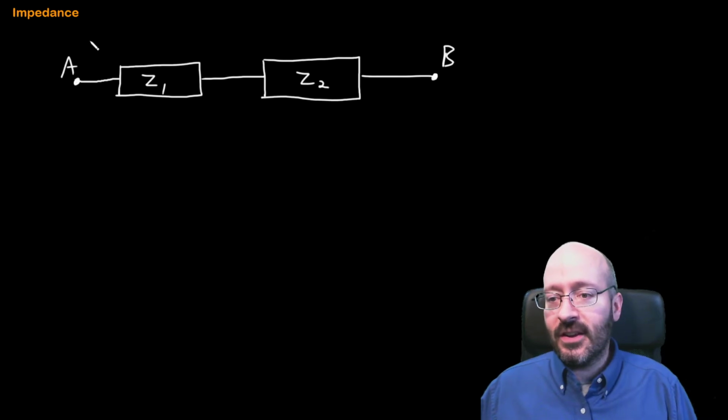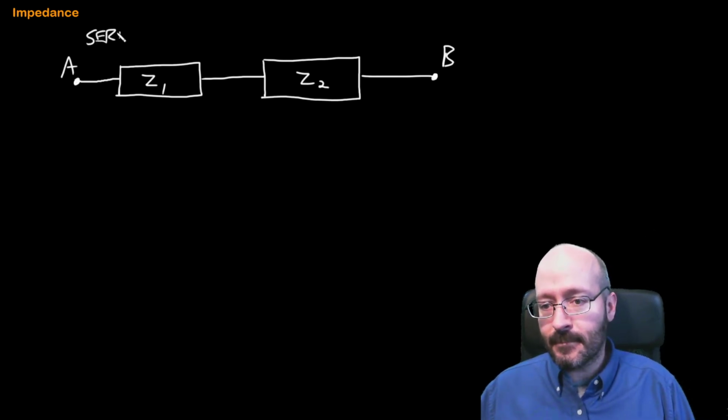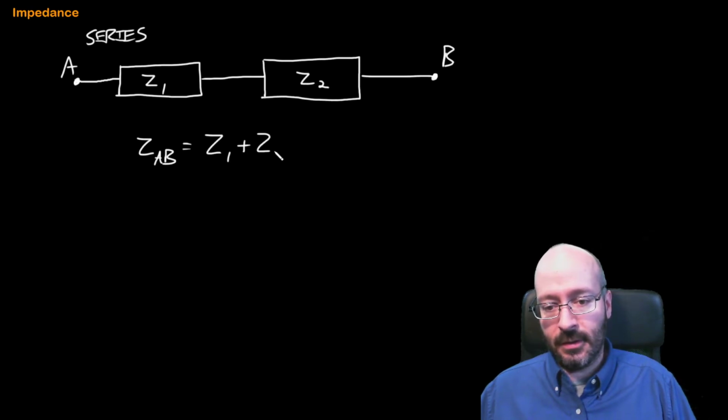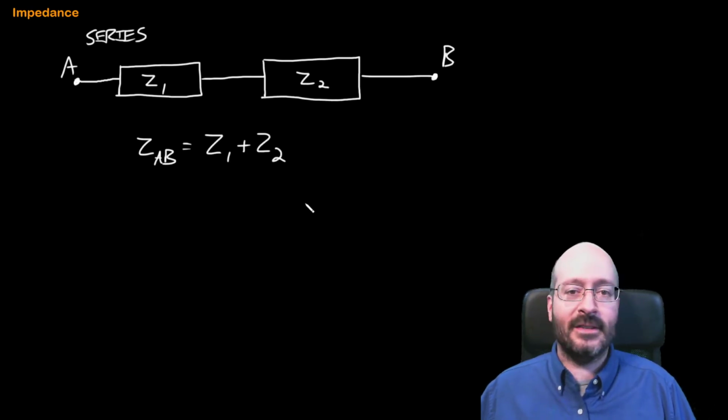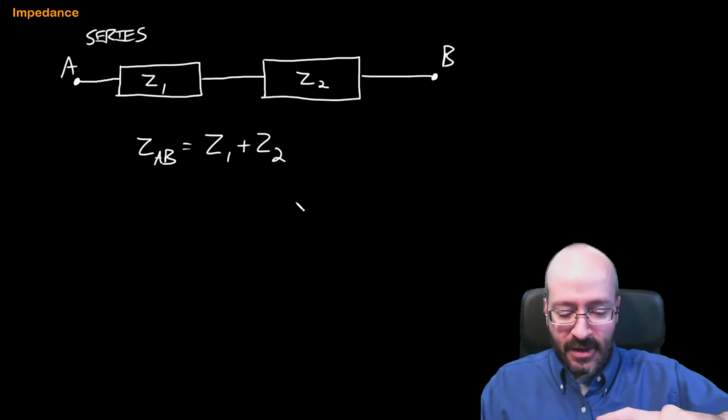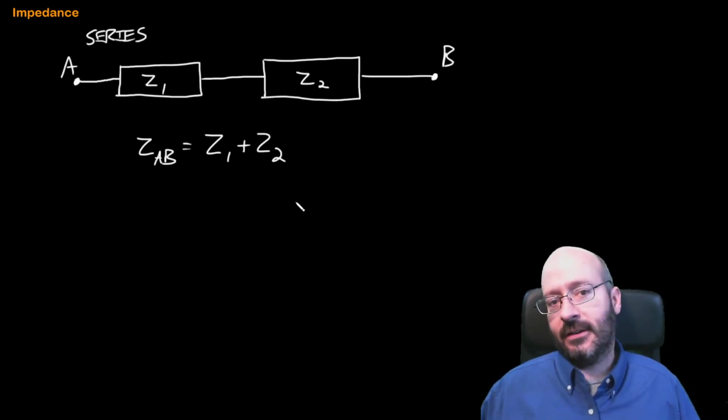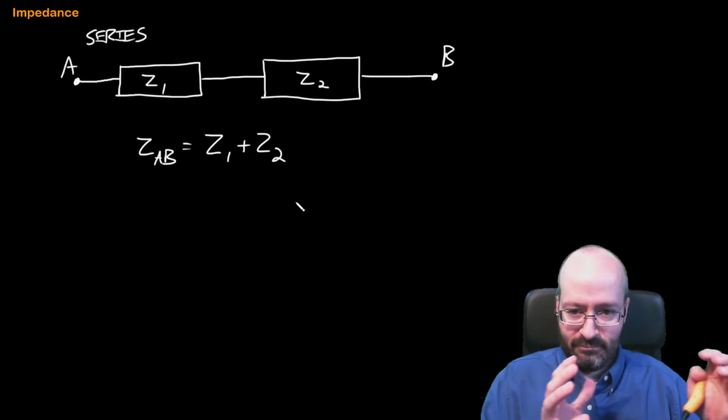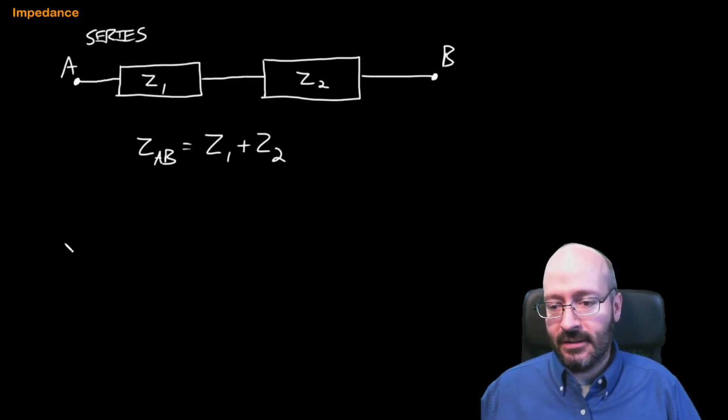Okay, when they're in series, we have the combination of the two, ZAB is equal to Z1 plus Z2. Okay, the impedances just add when they're in series, just like resistors, just like inductors. Okay, these are all the ones that play nice.